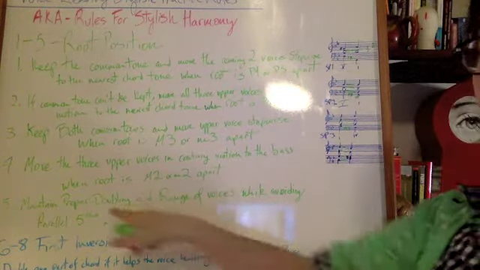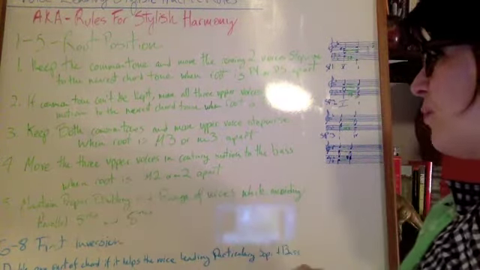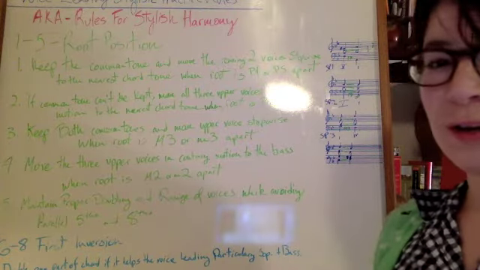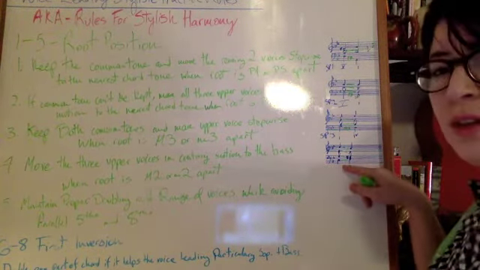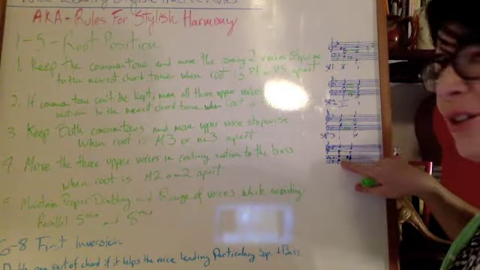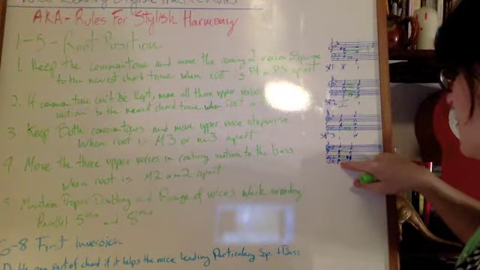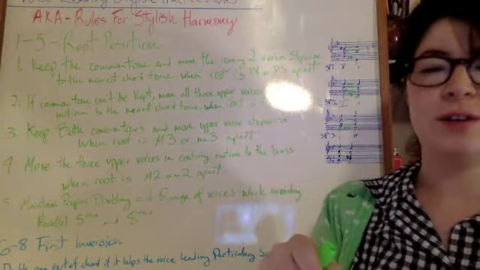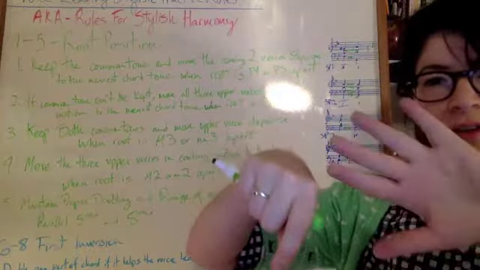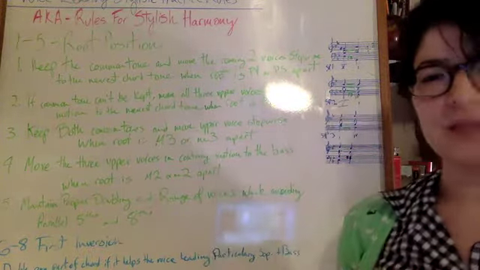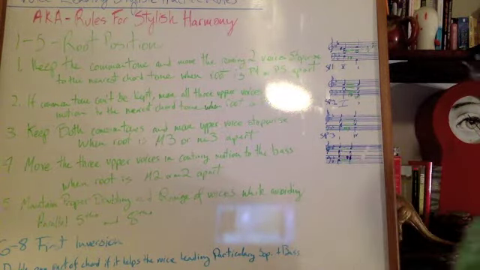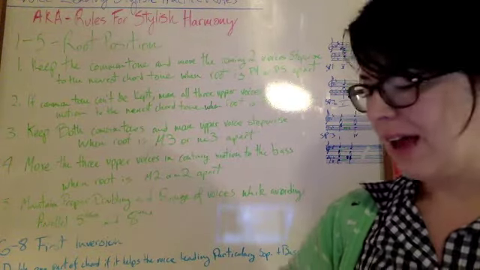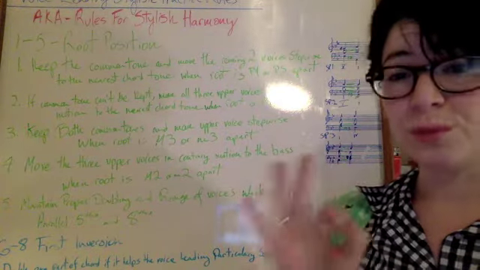All right, so our next rule: move the three upper voices in contrary motion to the bass when the root is a major second or minor second apart. This deals specifically with when the bass line is moving stepwise. Basically, if the bass is moving up, all the other voices are going to move down. If the bass is moving down, all the other voices are going to move up. They're just going to go opposite of each other. That's the idea, if you can. Obviously, these are rules that sometimes have to be broken and you can't get around it. So those are the rules for root position chords.